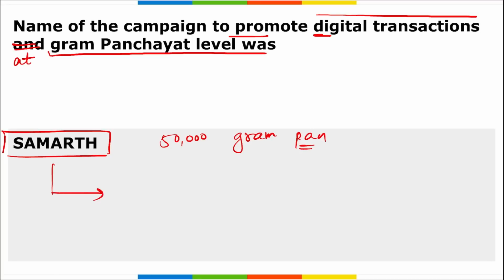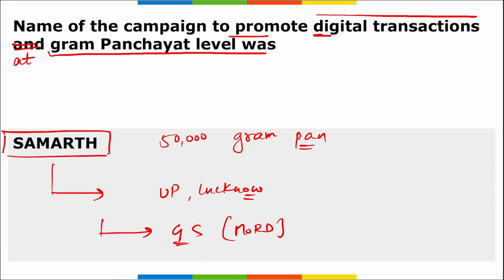This was launched where? It was launched in UP, Lucknow. It was launched by whom? It was launched by Giriraj Singh, who is our Minister of Rural Development. This campaign was already initiated on 1st of February by the Ministry of Rural Development to promote digital transactions at the Gram Panchayat level in rural areas, and this will continue till 15th of August. Also, as it was launched in Lucknow, UP, this event of the SMRUT campaign was addressed by Chief Minister Yogi Adityanath.